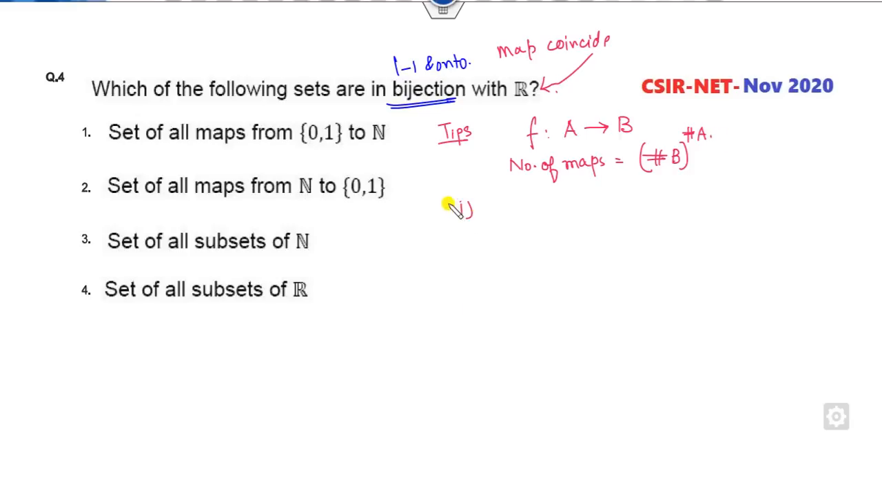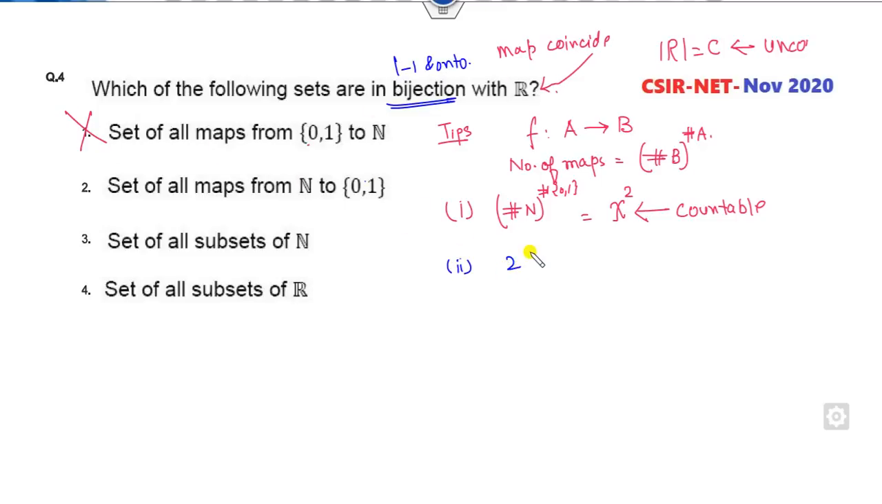So look at the first option. Set of all the maps from this to this. What is the cardinality of N divided by the cardinality of 0? Cardinality of one N is this, cardinality of this is 2. Is it countable or uncountable? This is countable, but what is the cardinality of R? It is c, the continuum, which is uncountable. So this mapping does not exist. Look at the second. Cardinality of 0 1 is 2, cardinality of N, what is that? This is nothing but c, which is uncountable, which is mapped with R here.